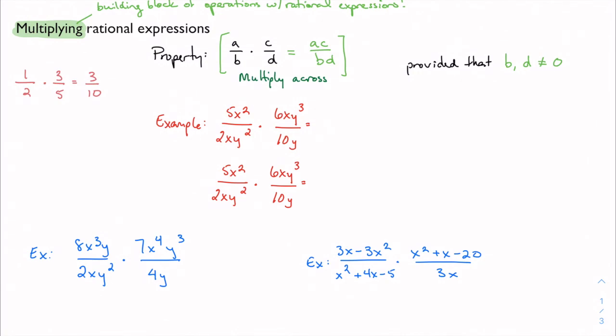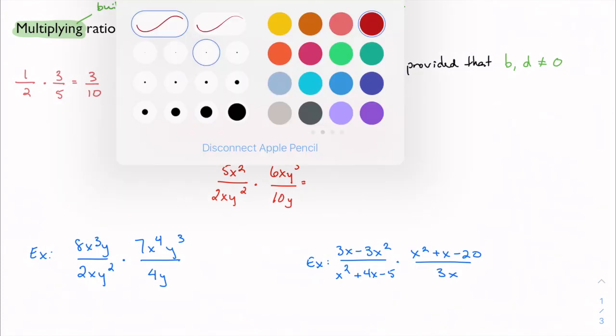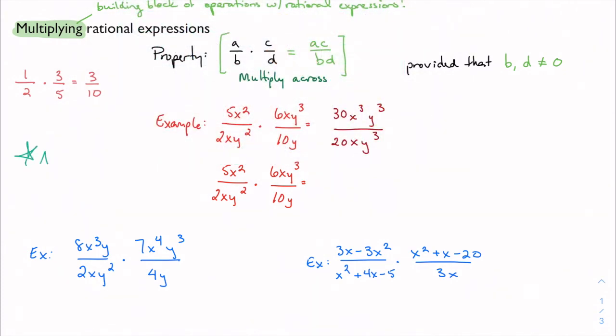going to multiply across. So 5 times 6 is 30. X squared times x is x cubed, and my y cubed. Likewise, on the denominator, 2 times 10 is 20, x, y cubed. And now we're going to simplify. So the big key is always simplify. I'm going to come back to that in a minute, but always simplify.